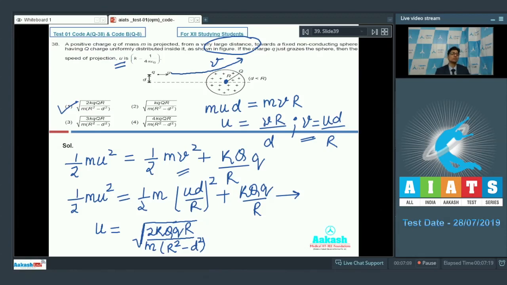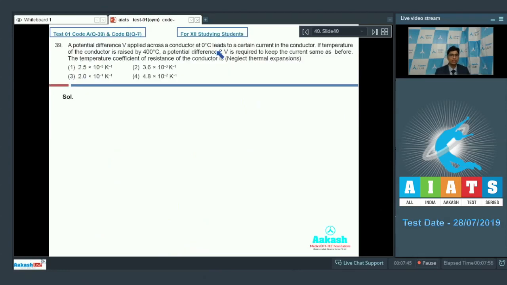Now let us proceed to the next question, which is question number 39. Dear students, question number 39 says that a potential difference capital V applied across a conductor at 0 degrees Celsius leads to a certain current in the conductor. If the temperature of the conductor is raised by 400 degrees Celsius, a potential difference 2 volt is required to keep the current same as before. The temperature coefficient of resistance of the conductor is.